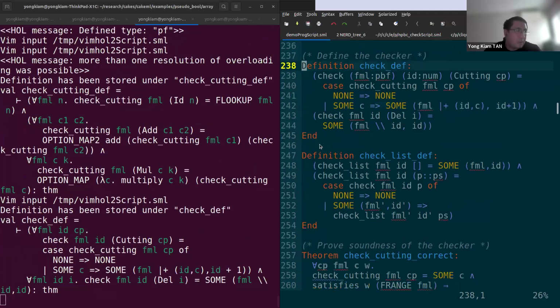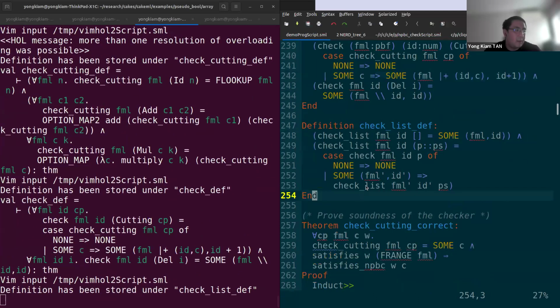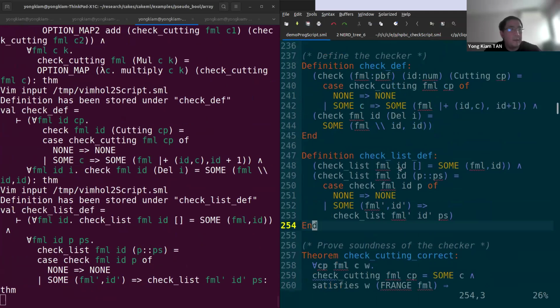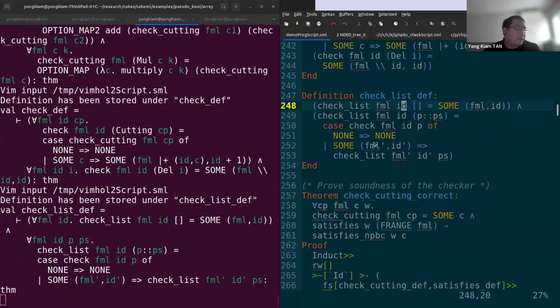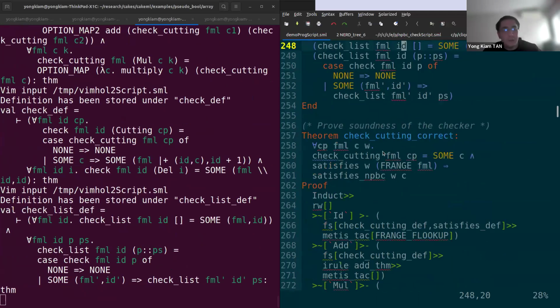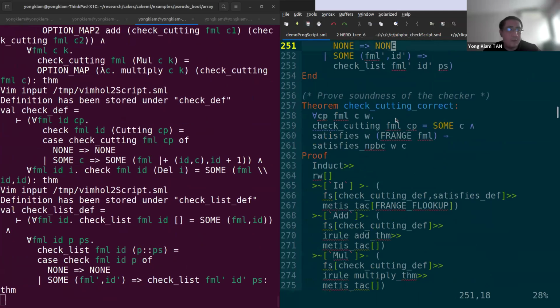So these are all things that you would expect, and if you want to check a list of proof steps, then you just iterate this process over your constraint database and the proof. So this is all definitions, and what's interesting now is that you can prove the correctness of this checking algorithm.